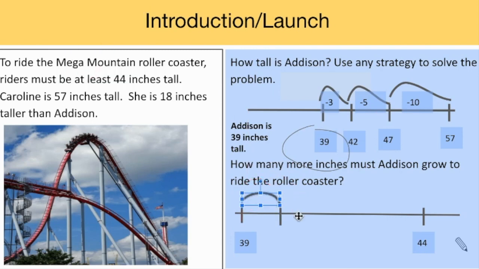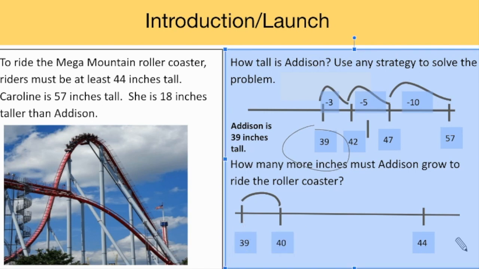One more jump from 39 to the next line lands me at 40. So we landed at 40 from 39. And now let's make a prediction. How many jumps do we need to make from 40 to 44? If you said 4, you are correct. So this one wasn't so difficult. We were able to make 5 little jumps of 1, and that took us to our goal of 44, which means that Addison needs to grow 5 more inches to ride the roller coaster.